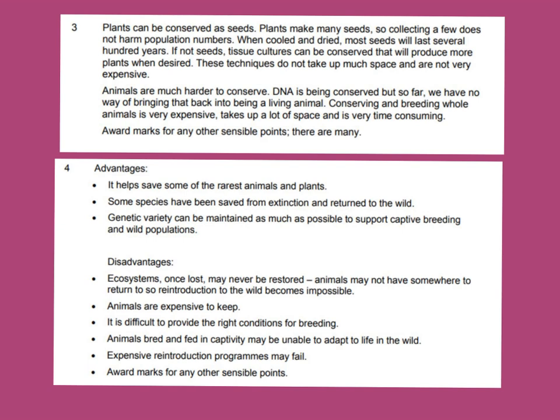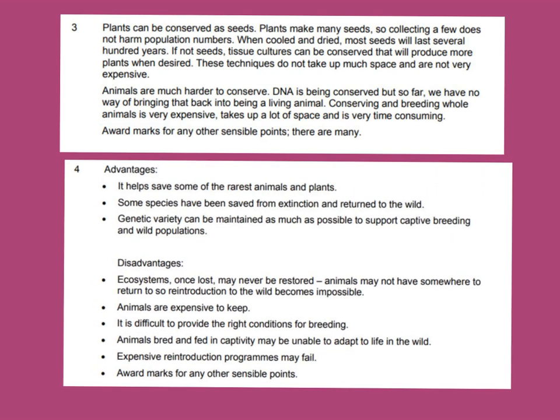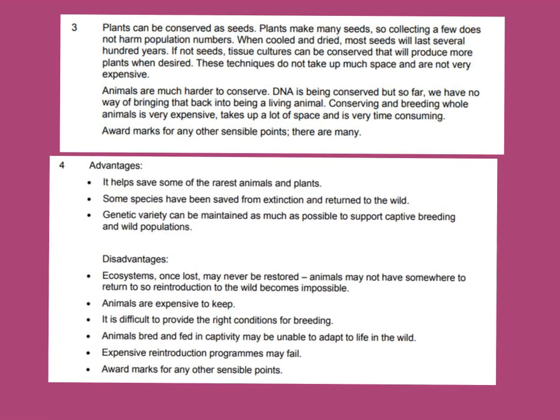Question 4. Question 4 is asking to discuss the main advantage and disadvantage of captive breeding and reintroduction programs. The advantages can be summarized as follows. It helps save some of the rarest animals and plants. Some species have been saved from extinction and returned to the wild, so we have a success story about this. Genetic variety can be maintained as much as possible to support captive breeding and wild populations.